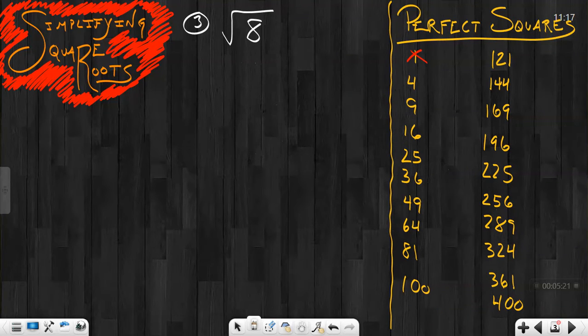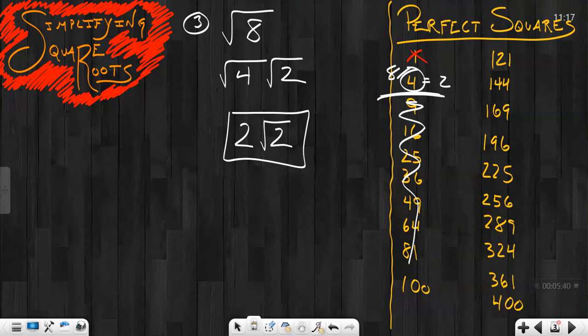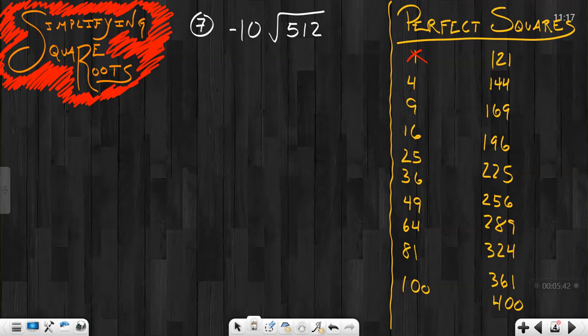Let's do another one. Take a look at square root of 8. Square root of 8, well, that's easy. All right, none of these are going to work. But 4, 8 divided by 4 is 2, so 4 works. Rewrite that as the square root of 4 times the square root of 2. Square root of 4 is 2. I can't take the square root of 2, so I leave it as 2 root 2. Let's take a look at another one.